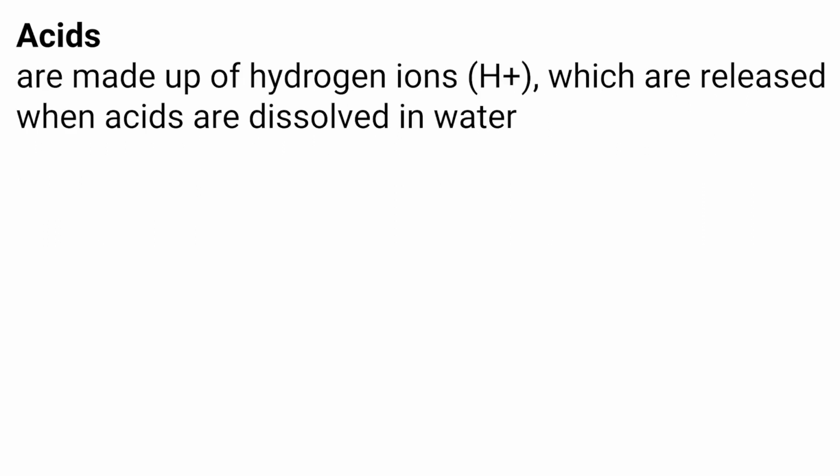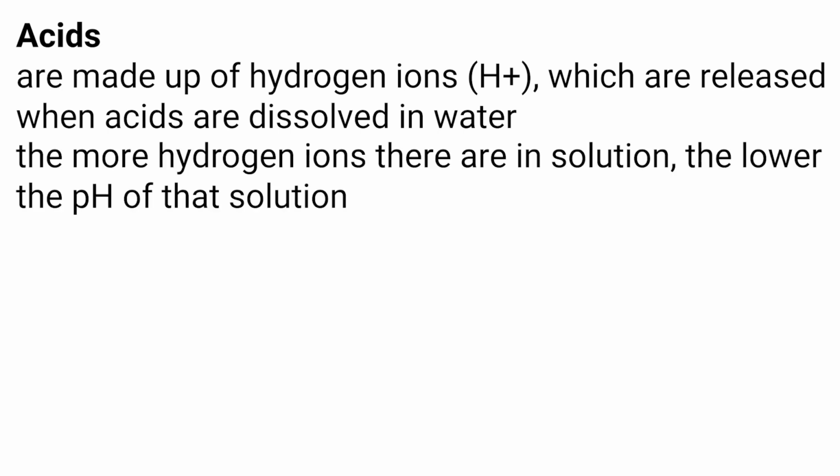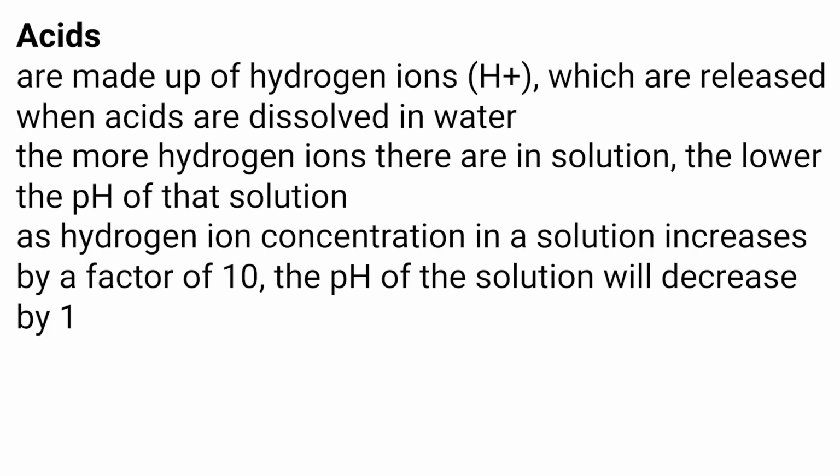Acids are made up of hydrogen ions, which are released when acids are dissolved in water. The more hydrogen ions there are in solution, the lower the pH of that solution. Those of you doing the higher tier GCSE need to know that as the hydrogen ion concentration in a solution increases by a factor of 10, the pH of a solution will decrease by 1.